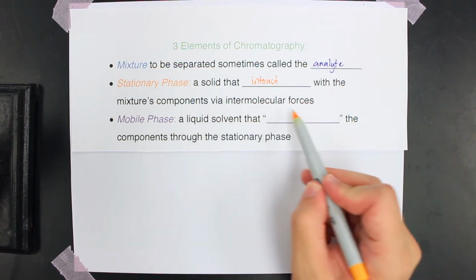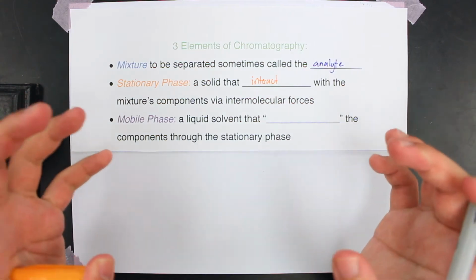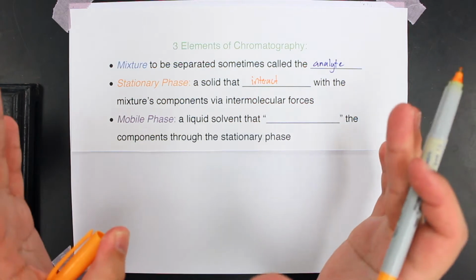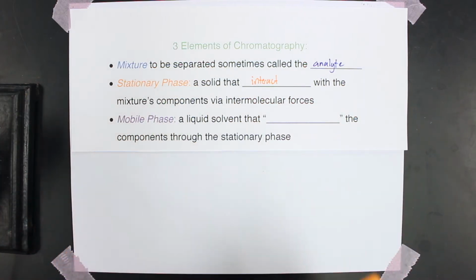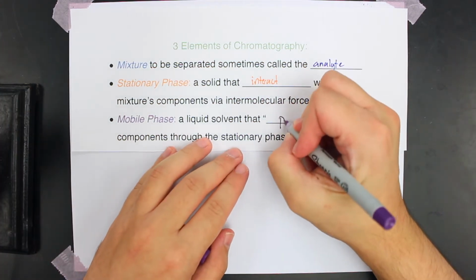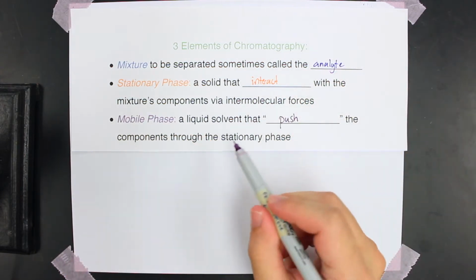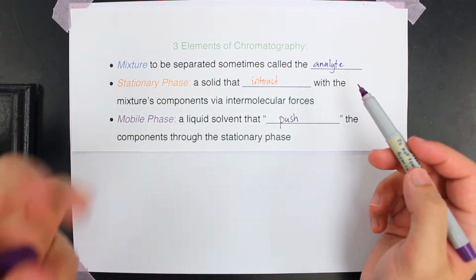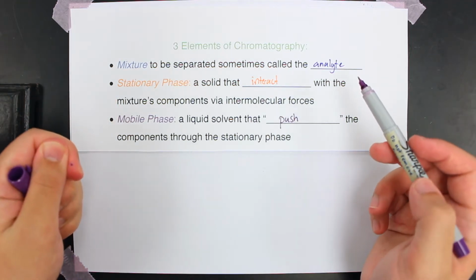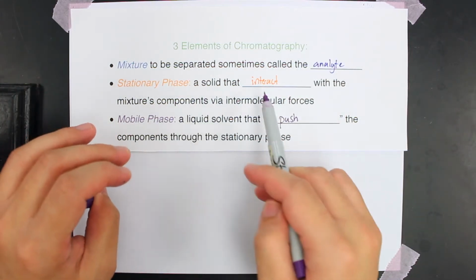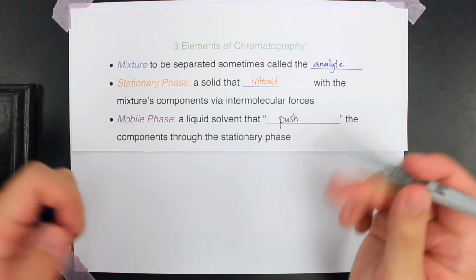So these are non-covalent forces. They're the forces which attract molecules together, and those are what is going to be separating the molecules in our mixture. Now, the last component is called the mobile phase, and as the name implies, it's a liquid solvent that moves, and it will push, quote unquote, push the components through or along the stationary phase. So there's three components. We have a mixture which is going to be separated, we have a mobile phase which pushes the mixture, and a stationary phase which, because of its interactions, will separate the components of that mixture.